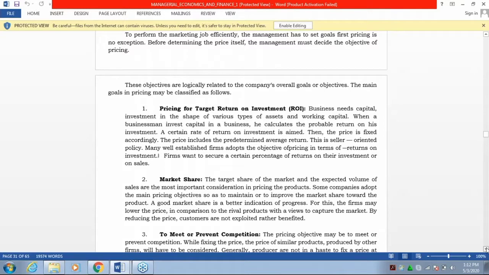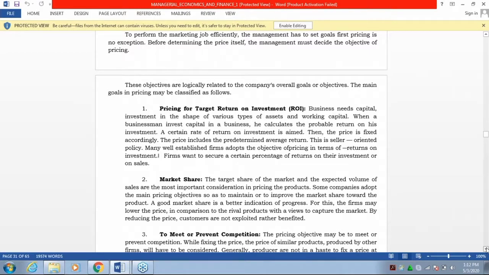For this reason, the firm may lower the price in comparison to the rival product with a view to capture the mind of the market or the buyers. So by reducing the price, customers are not exploited, rather benefited. Are we getting it?